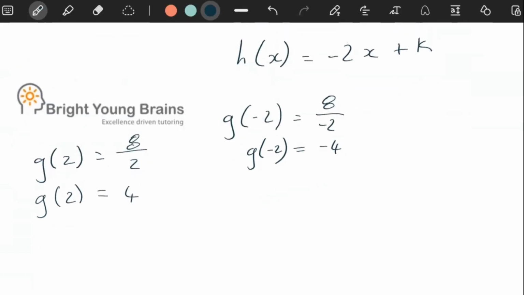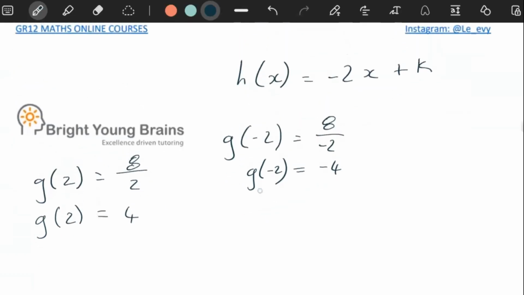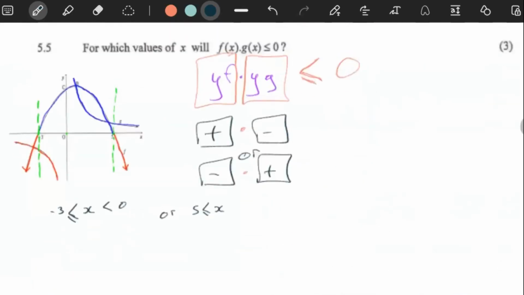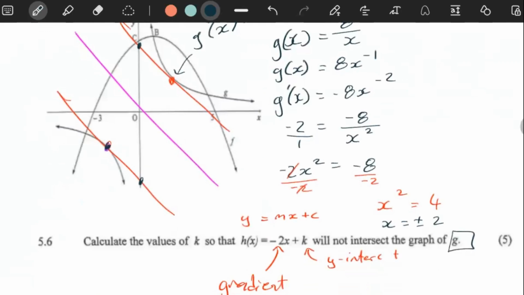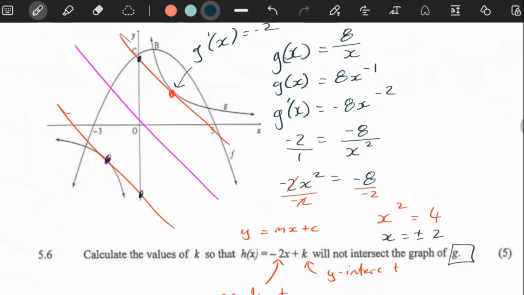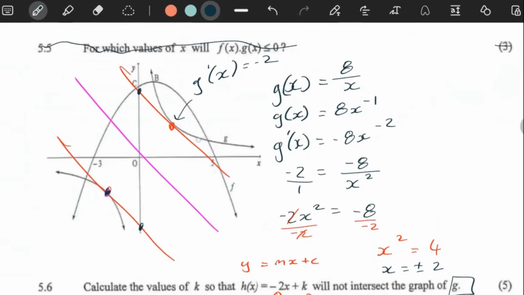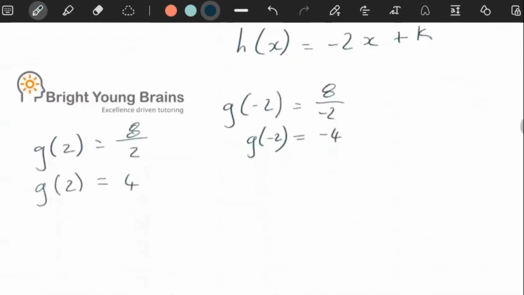So with all this being said, what do we know? What we do know is we have two coordinates, negative 2 and negative 4, and then we have positive 2 and positive 4. So in a situation like that, let's just put in those two coordinates in the graph of h.